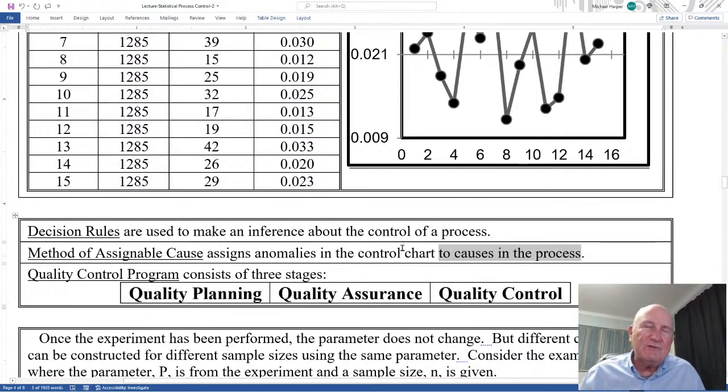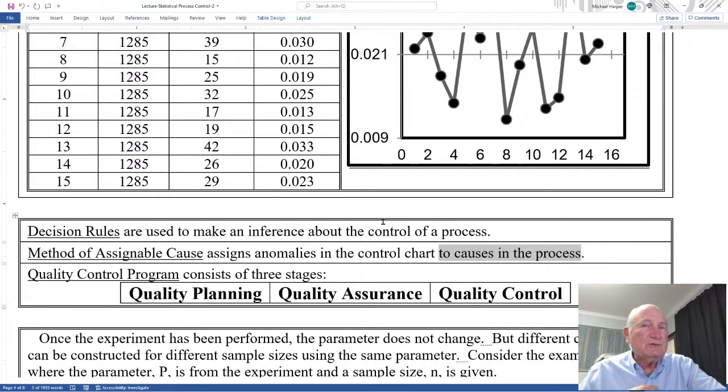Right here is where you have the application of the process control charts. If you infer the process is out of control, that's the purpose or objective of the process control chart. But you're not done, because then you have to go back and ask what's causing the process to be out of control, and you try to assign anomalies in the chart to causes in the process. That's how the process control chart is used within a quality program. Once you define it, hopefully you go back and improve the process. That's where the process is improved.